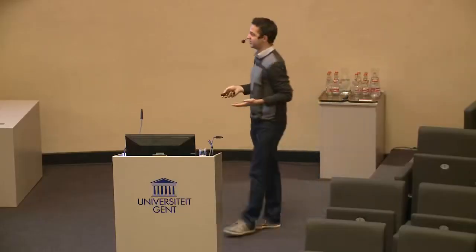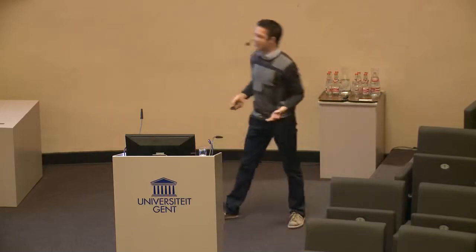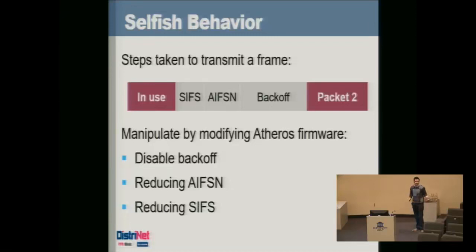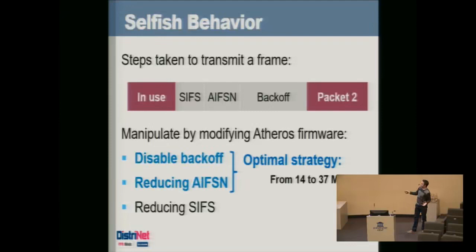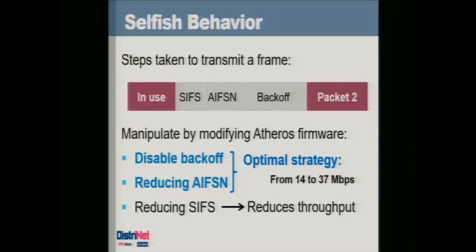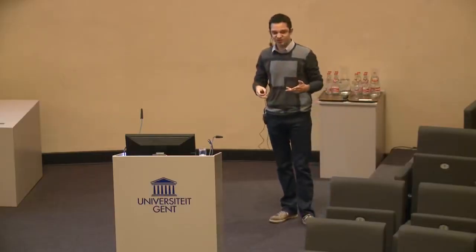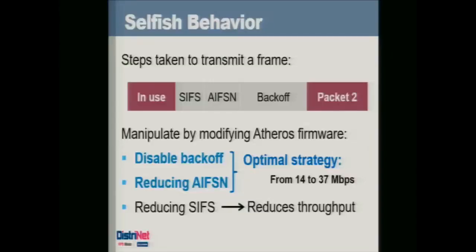But what's the optimal strategy of an attacker to really increase its throughput as much as possible? Well, after doing some experiments, we found out that the best thing an attacker can do is to disable backoff and set this time period, which is used to define a priority for the packet, to 0. And in one specific instance, this actually increased the bandwidth from 14 megabits to 37, which is quite a significant increase. And it turns out that if we reduce this SIFS timeout, then we're actually going to decrease our throughput. You may think that's surprising, but actually it's not, because this SIFS timeout was put in place to allow the receiver to prepare itself to receive the next frame. And if we start to transmit frames too fast after one another, the receiver simply doesn't have the time to process the incoming frame, and it will lose some packets.